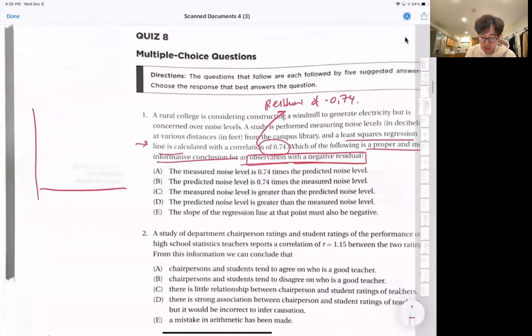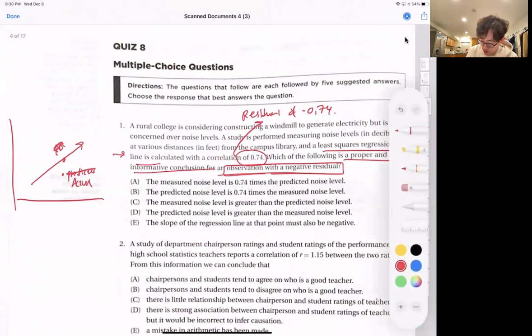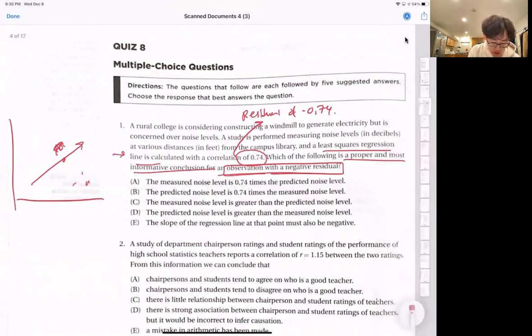So what this means is that you have a correlation of 0.74, so you have some sort of positive least squares regression line. Then it says a proper and most informative conclusion for an observation with a negative residual means that your predicted will be below the actual. Sorry, let me just erase all this.